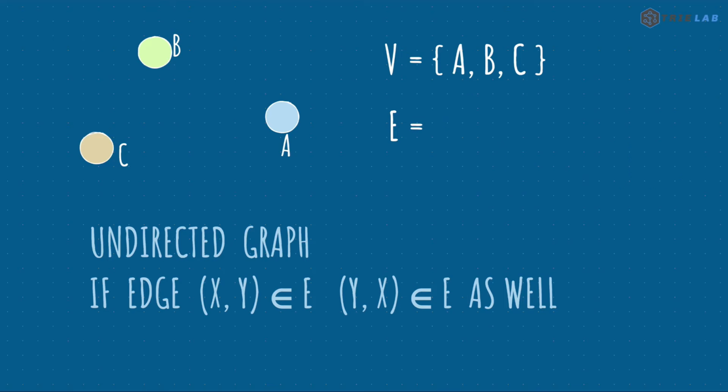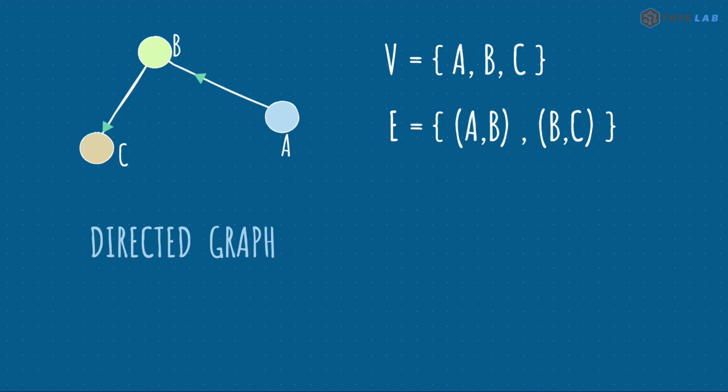Now we also have directed graphs where if you have a particular edge a comma b in the edge set, it's not necessary for the edge b comma a to exist as well. Now that means that we can only traverse from A to B in the graph and B to C, but not the reverse. Now where do directed graphs become useful?